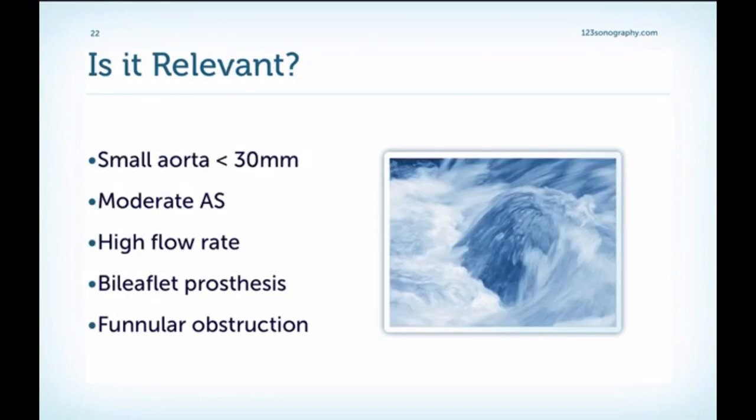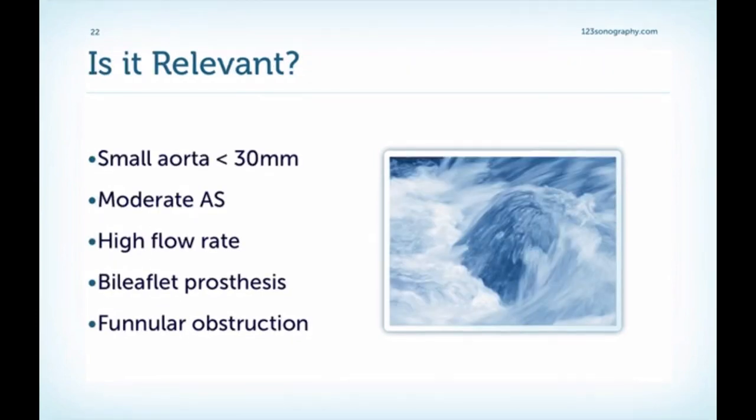When can this be relevant? Especially in patients with a small aorta, an ascending aorta below 30 millimeters. In these patients we have to consider pressure recovery. If we have a patient with moderate aortic stenosis, we also have to think of pressure recovery, because of course if we put this patient into the class of severe aortic stenosis, this is important for prognosis and outcome of the patient.